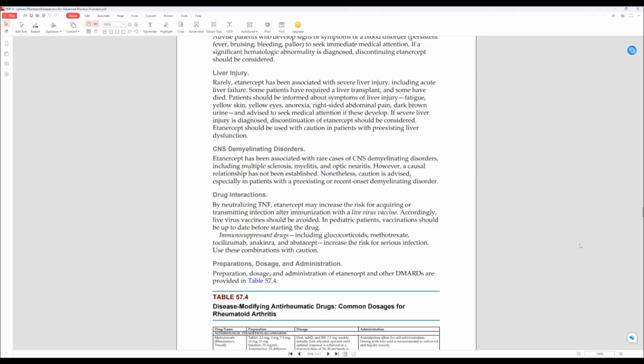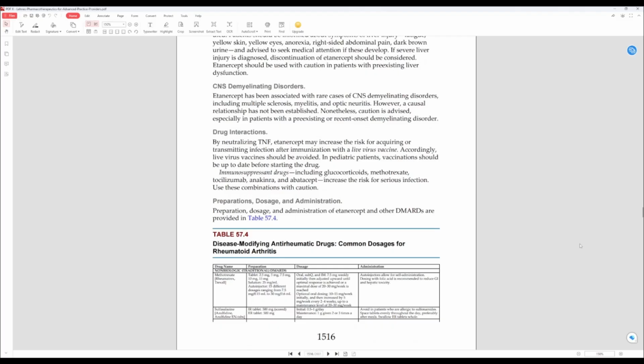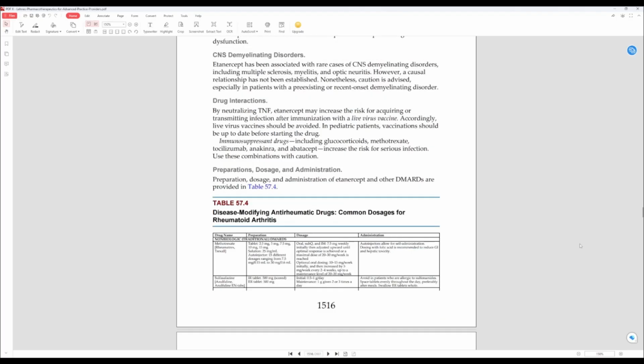CNS demyelinating disorders. Etanercept has been associated with rare cases of CNS demyelinating disorders, which include multiple sclerosis, myelitis, and optic neuritis. However, a causal relationship has not been established. Nonetheless, caution is advised, especially in a patient with a pre-existing or recent onset of demyelinating disorder.